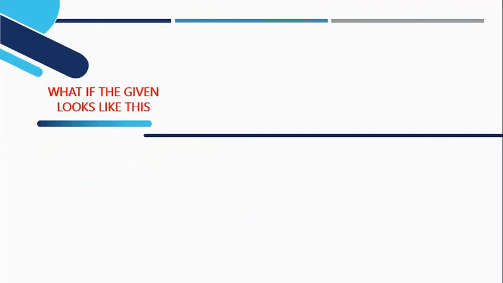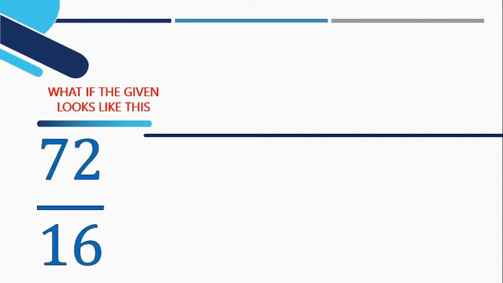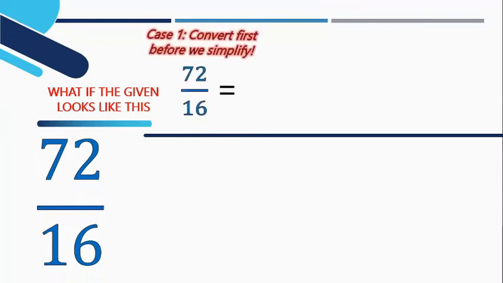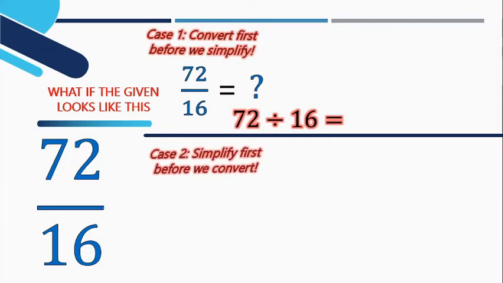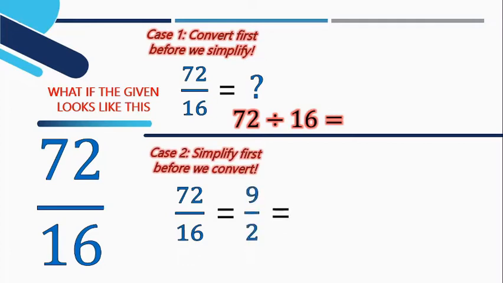How about if your given looks like this? So 72 over 16. In case number 1, we convert first before we simplify. 72 over 16, so that's 72 divided by 16. Let's find out the answer later. How about for case number 2? Simplify first before we convert. 72 over 16, as you can see, both are divisible by 8. So 72 by 8 will give us 9, and 16 by 8 will give us 2. Now let's convert it. 9 divided by 2 will give us 4 and 1/2.